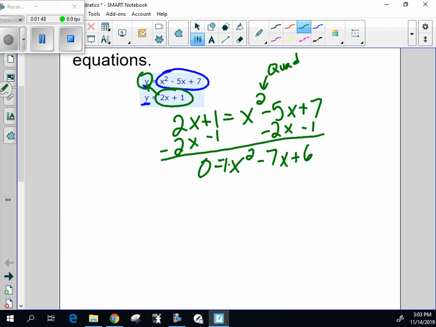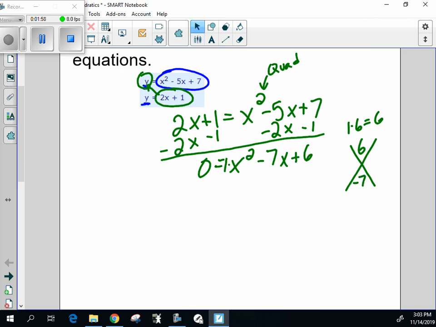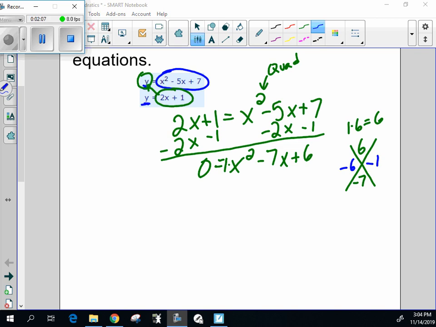So A is 1, C is 6. We need two numbers that multiply to 6 and add up to B, negative 7. So you think about what two numbers multiply to 6 and add to negative 7. We have negative 6 and negative 1. Negative 6 times negative 1 is positive 6. Negative 6 plus negative 1 is negative 7. So we're going to split up the B term into negative 6x minus 1x plus 6.